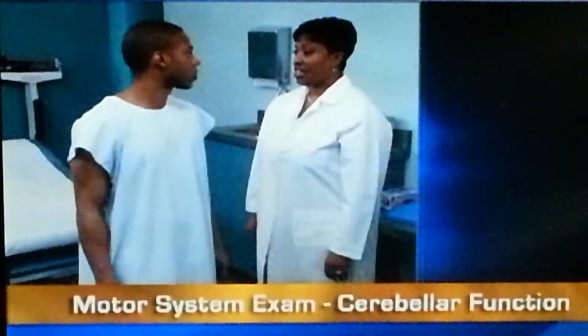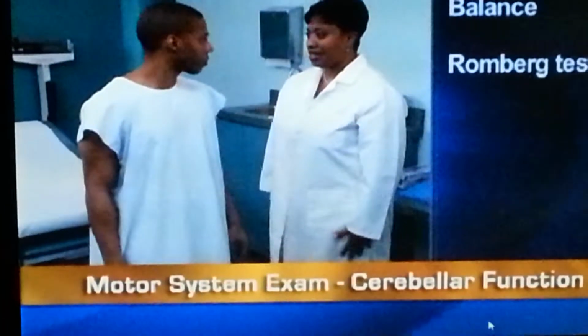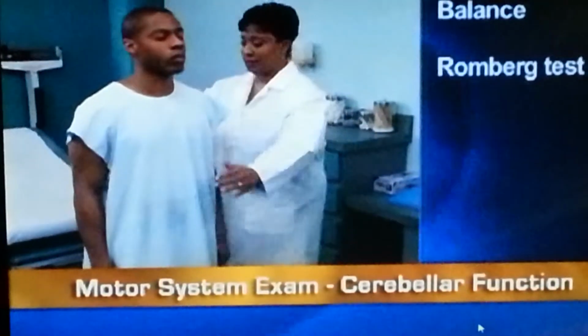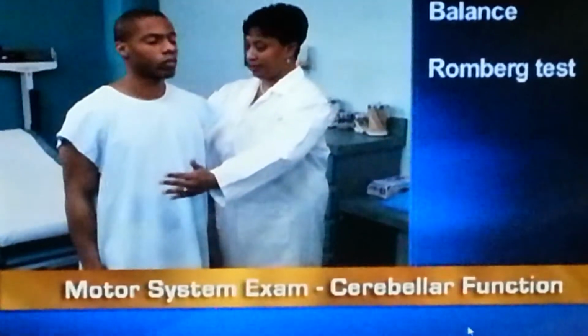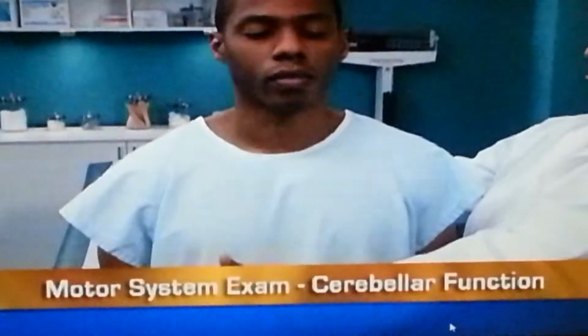What we're going to do now is check your balance. To further assess balance, perform the Romberg test. While standing close to the person, ask him to stand with his feet together and his arms at his sides. Then have him close his eyes and hold this position for 20 seconds. Normally, he can maintain his posture and balance, but may sway slightly. Okay, you can open your eyes.